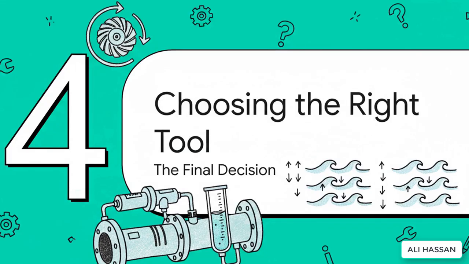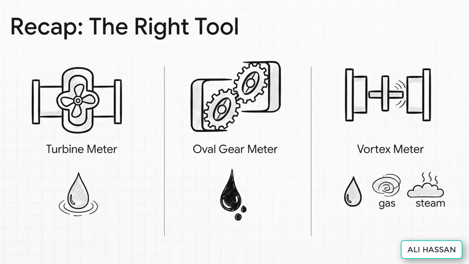So after looking at these three really different designs, it becomes pretty clear that it's all about choosing the right tool for the right job. Let's do a super quick recap. You've got the turbine meter, that's your high precision choice for clean, thin stuff. Then you have the oval gear meter. It's the undisputed champ for thick, viscous fluids like oil. And finally, the vortex meter. That's your flexible all-rounder, the one you grab when you need to measure liquids, gases, or even steam. Each one has a perfect spot in the engineering toolbox.